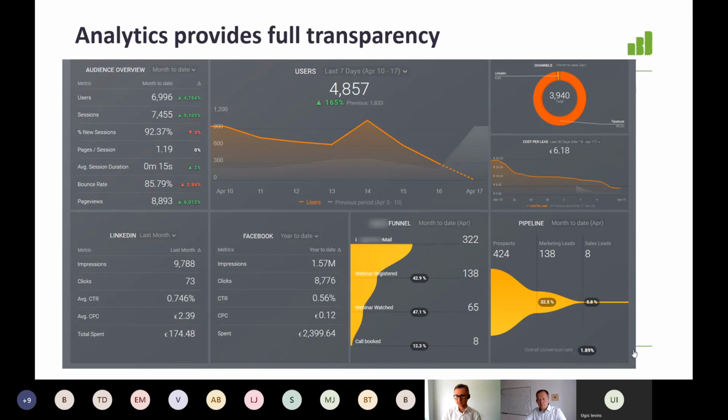In this particular example, you can see we started with a cost of acquisition of a lead of more than 30 euro. And then over time, we managed to reduce it to just 6 euro by fine-tuning the system, fine-tuning the content we are providing, and working together with sales on optimizing the whole system.